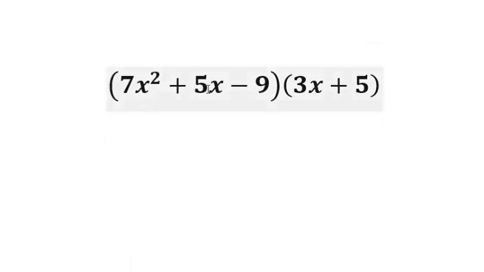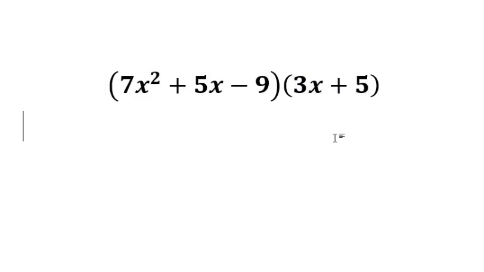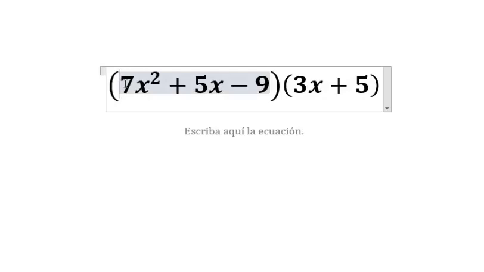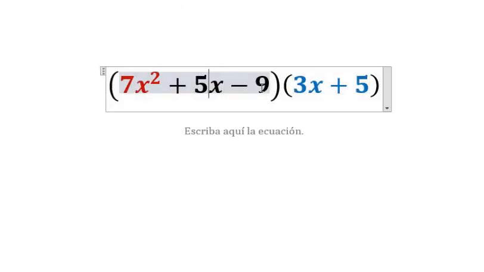So let's try doing another one. I have 7x squared plus 5x minus 9. If you notice, this one has 3 terms, and I'm going to multiply it with another one that has only 2 terms. Okay, so let's begin. As usual, distributive property. So I'm going to work only with the first term of the first parenthesis. 7x squared, I'm going to multiply it with these other 2 terms of the other parenthesis. I'm not going to multiply it with 5 or with negative 9. No, 7x squared times the other 2 terms of the other parenthesis.